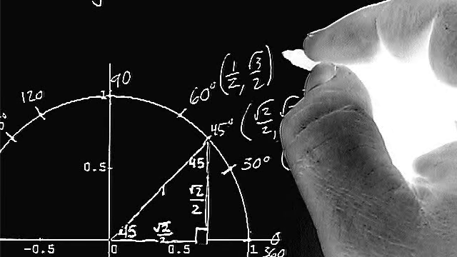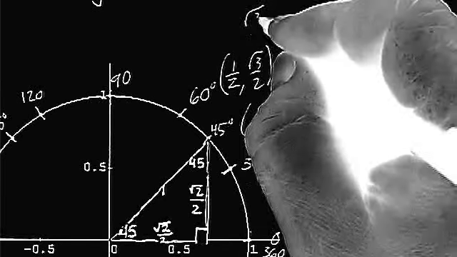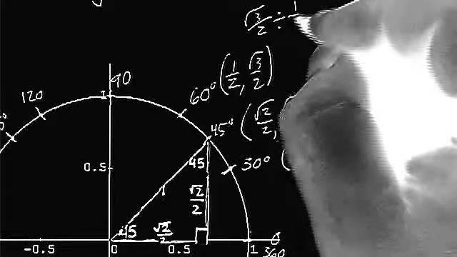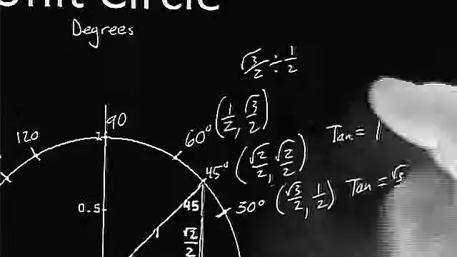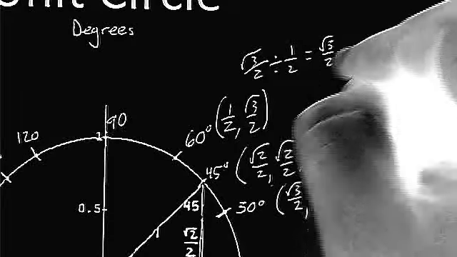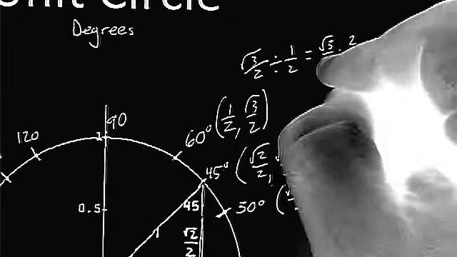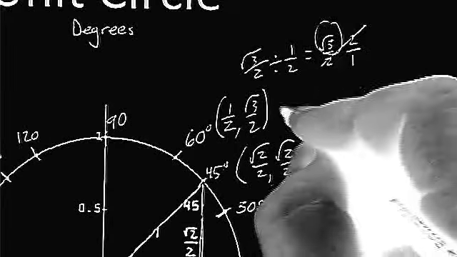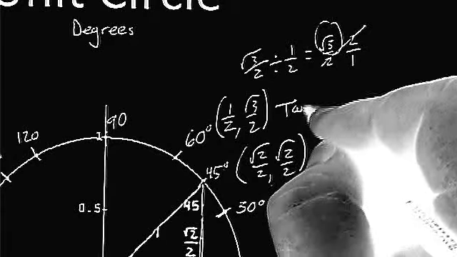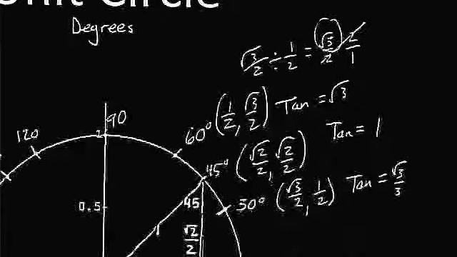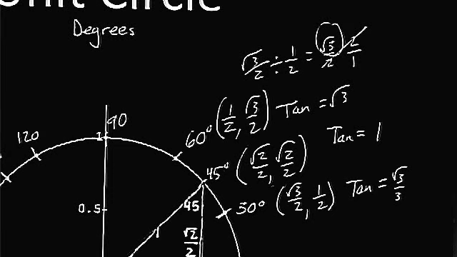And what do you get when you divide? You've got radical 3 over 2 divided by 1/2. That's the same thing as radical 3 over 2 times 2 over 1. So I'm left with square root 3, tangent of this one equals square root 3. Those values right there, based upon those two triangles, will get you everywhere around this circle. And I do mean everywhere.